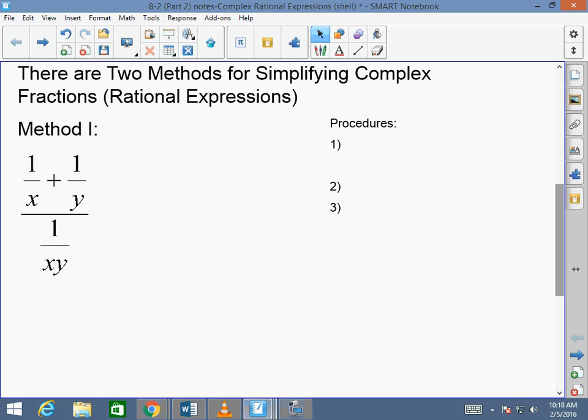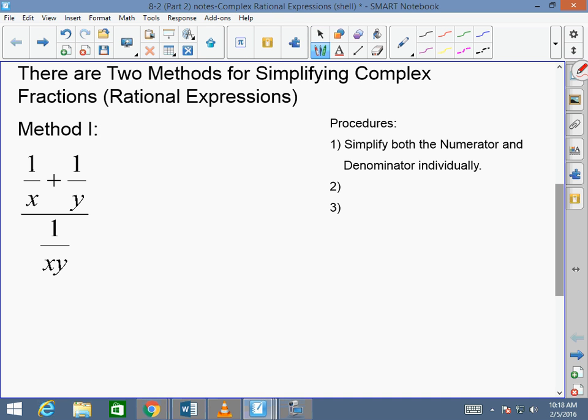Method 1, guys, is going to be pretty much the simplest in concept. Step 1 is simplify both the numerator and denominator individually. What does that mean? By adding the numerator, you add the rational expressions in the numerator. Then you add or subtract or simplify the denominator of the complex fraction.